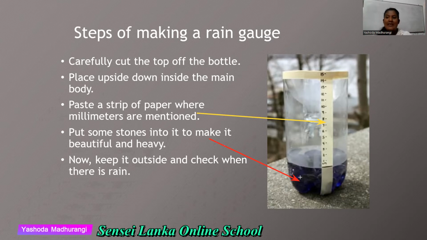You have to keep this in the yard and wait for the rain. Whenever it rains, you can check. When the rain is over, you can check the measurement strip. There you can see the rainfall in millimeters.